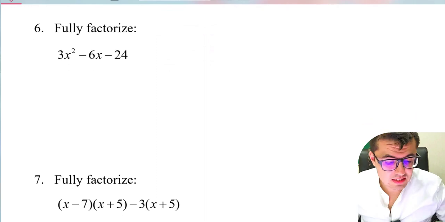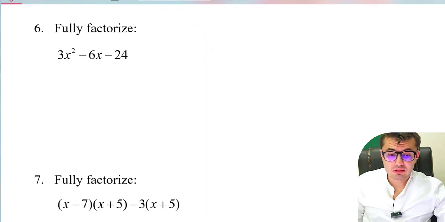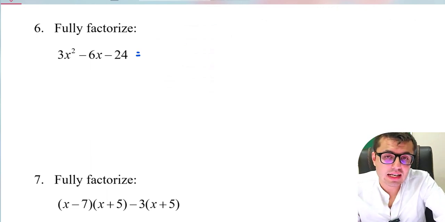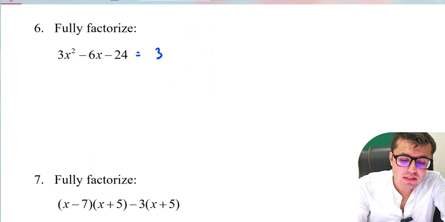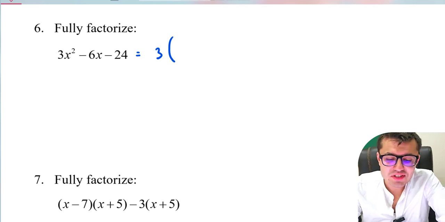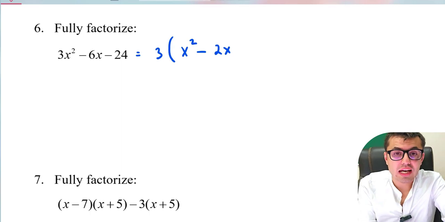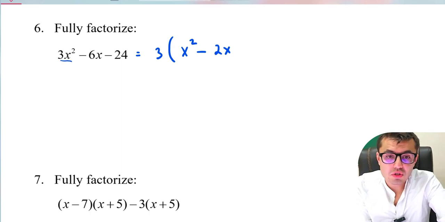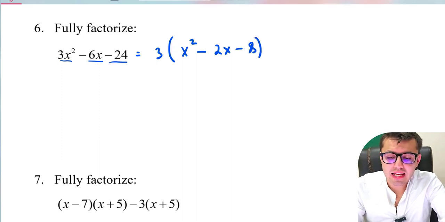The same thing with the 6th one, fully factorized. The first question that I ask myself is, is there anything that I can factor out? And there is. It's 3. So I divide everything by 3. Here is x squared, here minus 2x is left, and here I'm going to have minus 8.